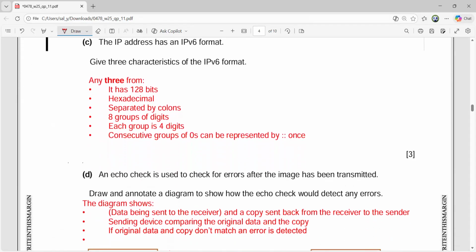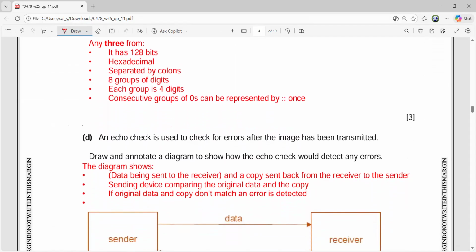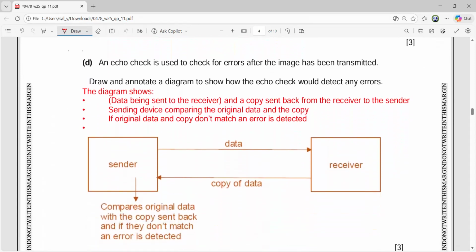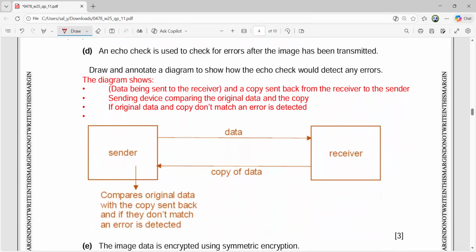Now, part D. An echo check is used to check for errors after the image has been transmitted. Draw and annotate a diagram to show how the echo check would detect any errors. So you can see, what do they expect you to write? It's a 3-mark question, and they want you to draw the diagram to show that the data is sent to the receiver and a copy is sent back to the sender from the receiver. And while this is taking place, the sending device is going to compare the original data and the copy that it has received. If the original data and the copy do not match, then an error is detected. So this is what they expect you to have.